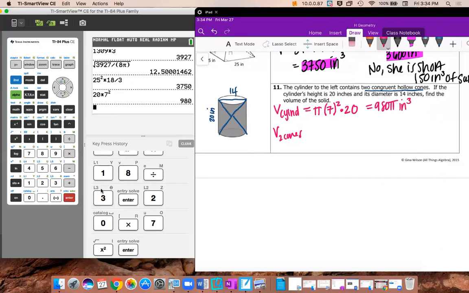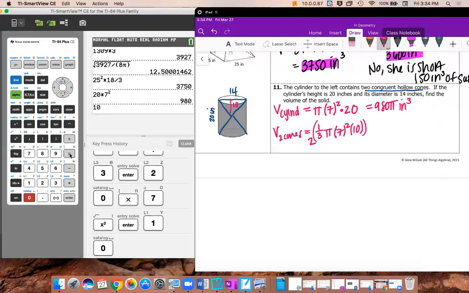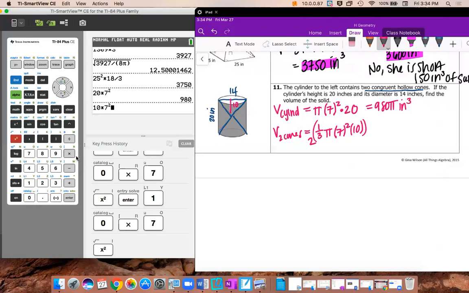Okay, and then we're going to find the volume of the cones. So remember, volume of a cone is 1/3 pi r squared, so r is 7, times the height of the cone. Now this is different. The whole height of our shape is 20, and these were congruent, so it means we're going to cut it in half, and the height of my cone is going to be 10. And then we're going to multiply all that by 2 because we technically have 2 of those congruent cones. Okay, so let's see, we do 10 times 7 squared times 2 divided by 3.